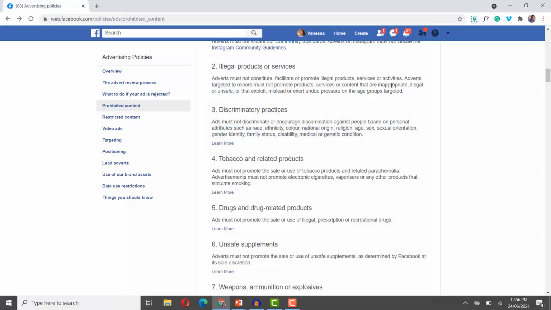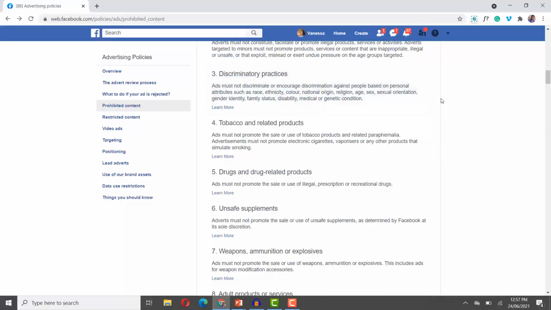Adverts targeted at minors must not promote products, services, or contents that are age inappropriate. Of course, age is not here, but that's what it means. Illegal or unsafe, or that exploit, mislead, or exert undue pressure on the age groups targeted. This one is just simple. Don't advertise illegal products or services.